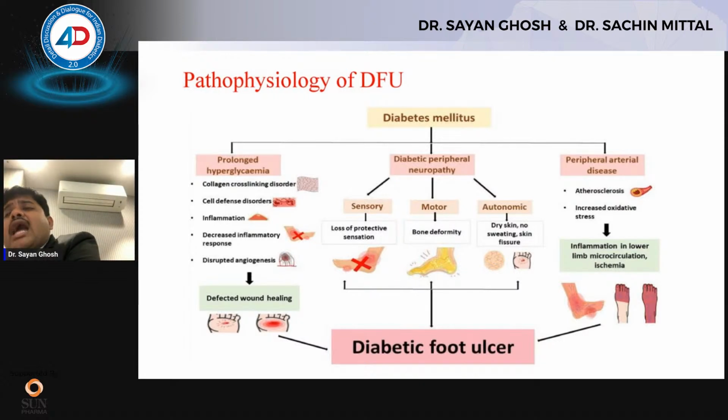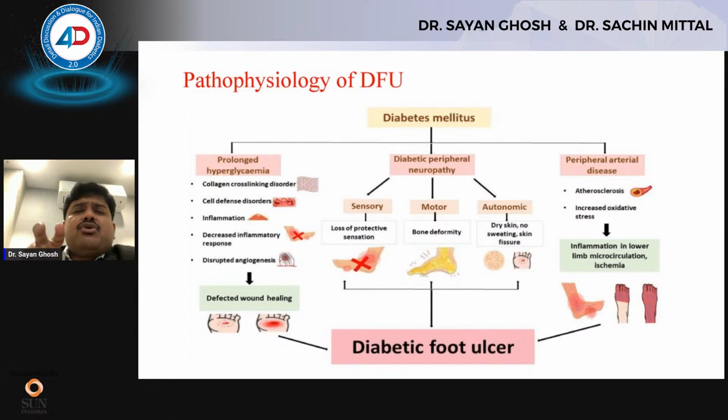Now, diabetic peripheral neuropathy: we know that there are 3 types, sensory, motor, and autonomic neuropathy. Sensory is loss of protective sensation, motor is bone deformity, and autonomic is dry skin, no sweating, skin fissures, etc. So the person's skin will be dry, thin, atrophic, with no sweating, and skin fissures are very common in this autonomic neuropathic foot. In motor neuropathy, there is some motor weakness also. This motor weakness ultimately leads to thinning of the muscle.